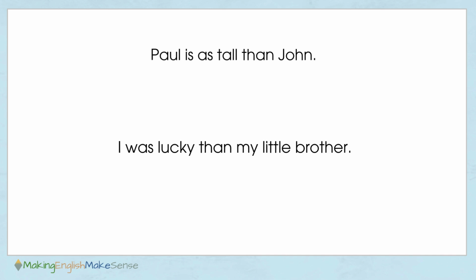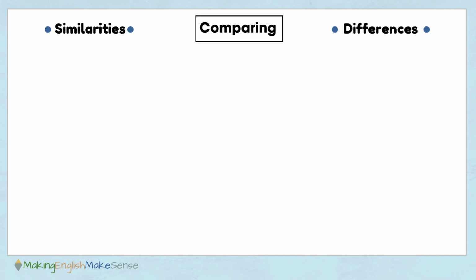Paul is as tall than John, and I was lucky than my little brother. In each case, two nouns are being compared, Paul and John, and myself and my little brother. When comparing nouns, we can either talk about their similarities, what they have in common, or their differences.